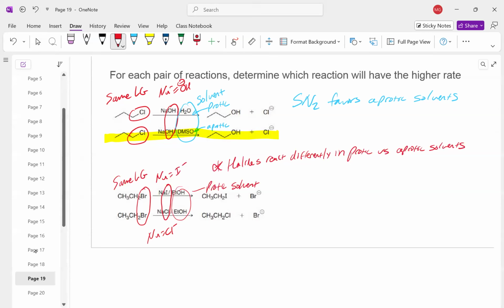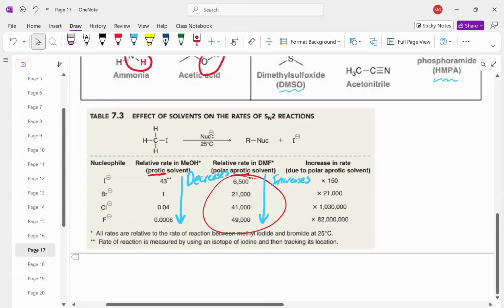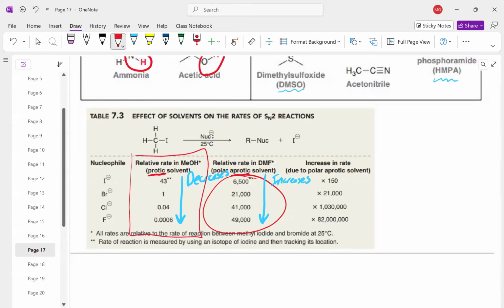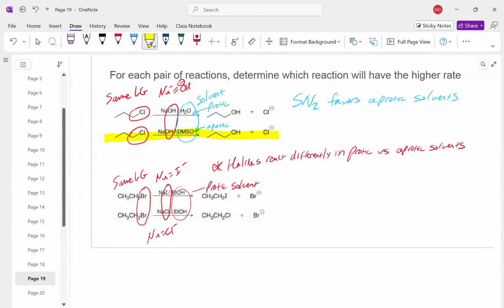So I'm going to go to my trends here. And if we look at the first column here, we can see that iodide reacts the fastest in a protic solvent versus chloride. So the top reaction will react better in a protic solvent. Now, had that been something else, maybe if the solvent was acetone, something that was aprotic, then the opposite would be true.